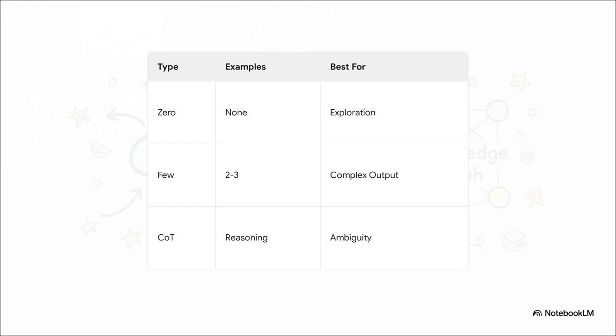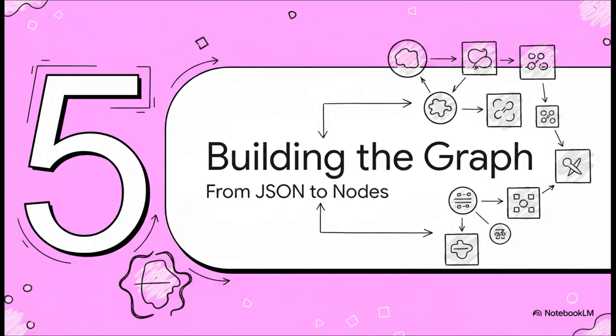And if the text is super ambiguous, you can even use chain of thought prompting to ask the model to reason out loud before giving you the final data. Okay, so the LLM did its job. We've got our JSON. Now, let's actually build this graph.